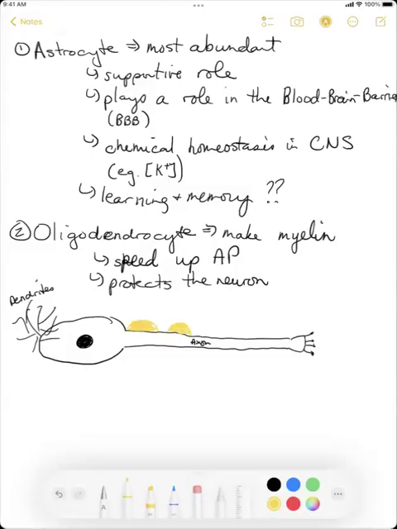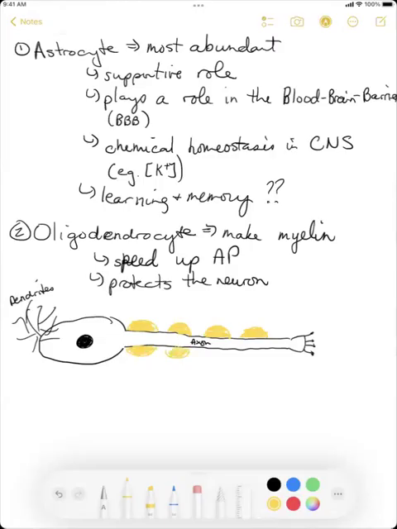And the oligodendrocytes are going to produce this insulating fat-like substance that covers the neuron, but it doesn't cover it fully. It covers the axon, but there are these little gaps in between where the covering doesn't fully cover. There are exposed regions of the axon. These little yellow areas are the myelin sheath.